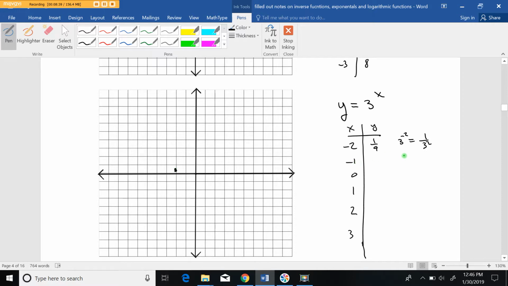All right, -1. That's going to be 3 to the -1, which is 1 over 3. So -1, 1/3. Again, kind of barely above the axis. This one probably should have been a little lower. Okay, 0. 3 to the 0 is 1. 1. 3 to the first is 3. 2. 3 squared is 9. We're not going to get the other one in here. 3 to the third is 27. It's way up there.